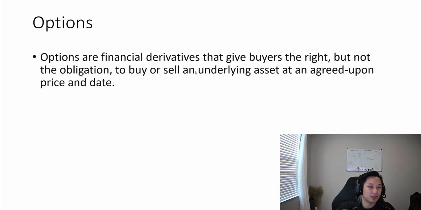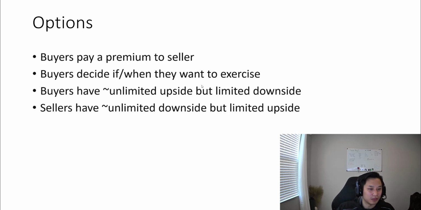Okay, so there's two types of options. There's call options and there's put options. Before we get into that, I want to cover just some general information that's helpful. When there's a transaction of options, there's obviously a buyer and a seller, right? So when you buy the option, the buyer is paying a premium to the seller, and the buyer decides if they want to exercise.